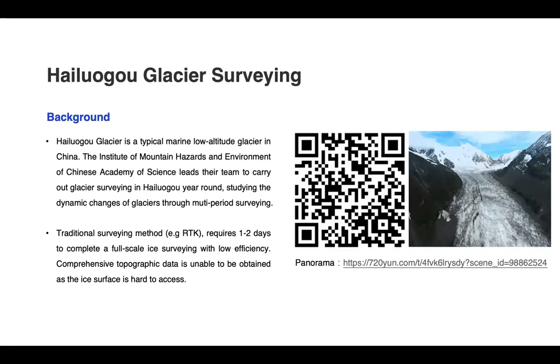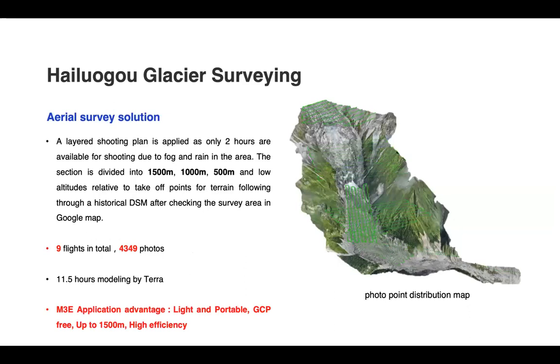So this, as you can see, is a typical marine low altitude glacier in China, and it needs to be studied year round to see what some of the changes of the glacier are. So traditional surveying would require 1 to 2 days to complete a full-scale ice survey with what we call low efficiency. The comprehensive topographic data is not going to be able to be obtained if the ice surface is hard to access. So very complicated situation when you're looking at a traditional workflow.